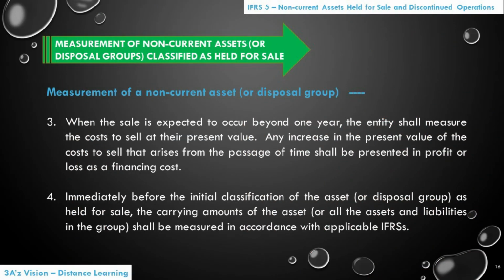Number 3. When the sale is expected to occur beyond 1 year, the entity shall measure the costs to sell at their present value. Any increase in the present value of the costs to sell that arises from the passage of time shall be presented in profit or loss as a financing cost. Number 4. Immediately before the initial classification of the asset, or disposal group, as held for sale, the carrying amounts of the asset, or all the assets and liabilities in the group, shall be measured in accordance with applicable IFRSs.